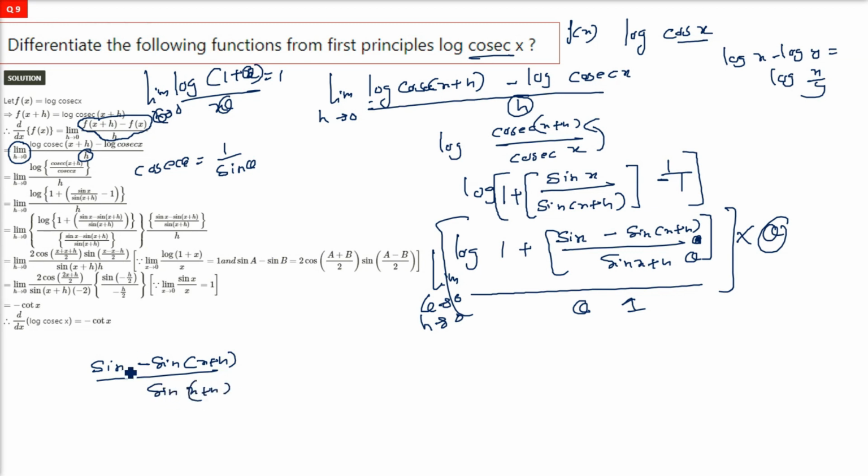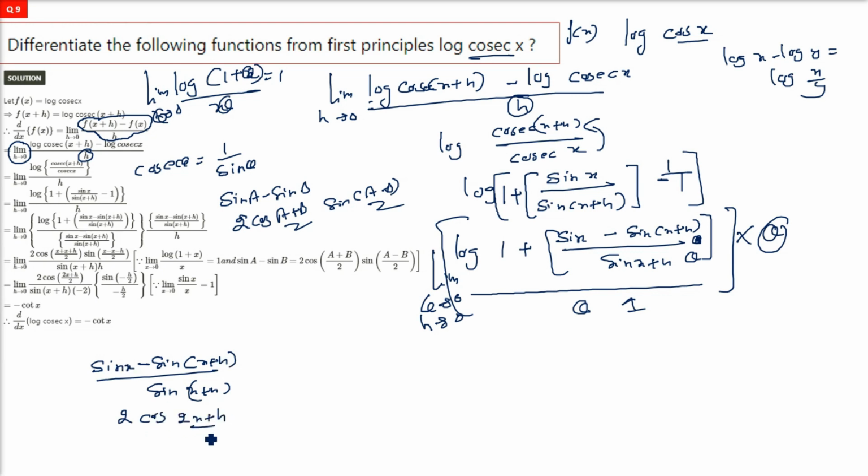And for that you have to know the value of sin a minus sin b. Sin a minus sin b is nothing but 2 cos((a plus b)/2) sin((a minus b)/2). So these things you have to learn. If you don't, you can just learn by heart. Well, there are tricks to remember these, but right now I hope you know what sin a minus sin b is.